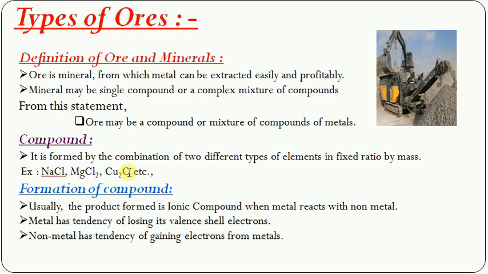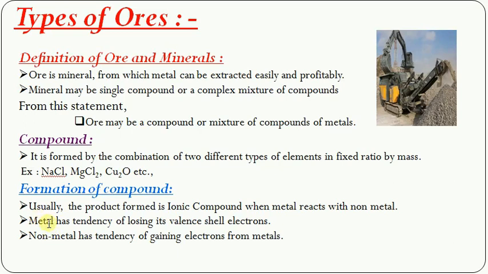So what have you understood in this process? Formation of a compound usually takes place when a metal reacts with a non-metal. When a metal reacts with a non-metal, it produces an ionic bond. Here, the metal has a tendency to lose electrons, whereas the non-metal has a tendency to gain electrons from the metal. So the metal transfers electrons to the non-metal.